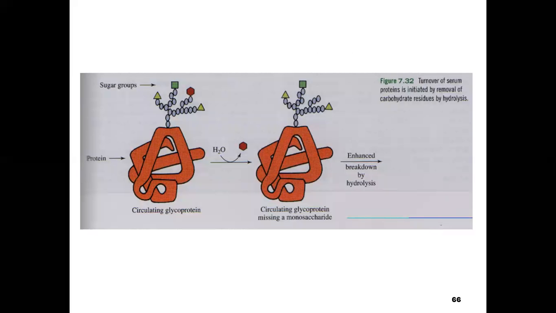Turnover of the serum protein is initiated by the removal of carbohydrate residues by hydrolysis. Say, for example, this is the protein that contains the sugar group. This is the sugar group attached to this protein. Upon its hydrolysis, these sugar residues will be removed. When the sugar residue is removed, the degradation or turnover of this protein will start.